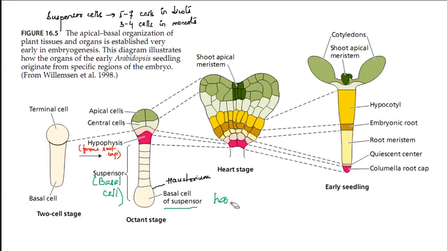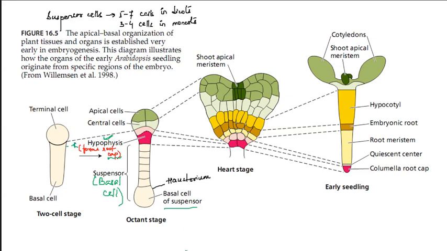The end of the suspensor cell which is close to the embryo is known as hypophysis. One end is the haustorium, the other end of the suspensor is the hypophysis. This hypophysis will form the root cap. Please remember this. What is the fate of hypophysis? It will form the root cap.